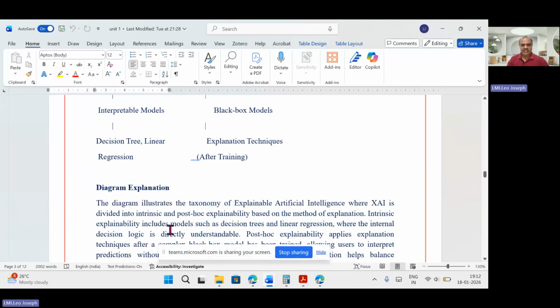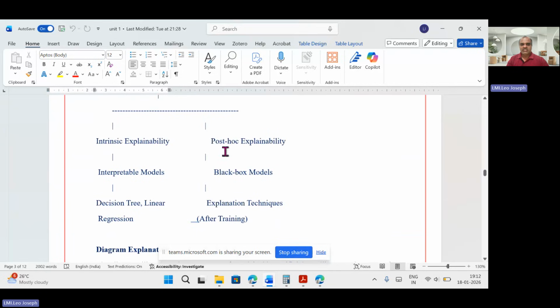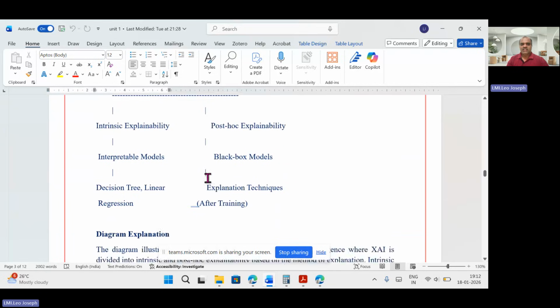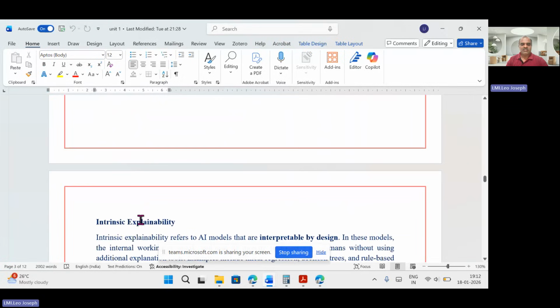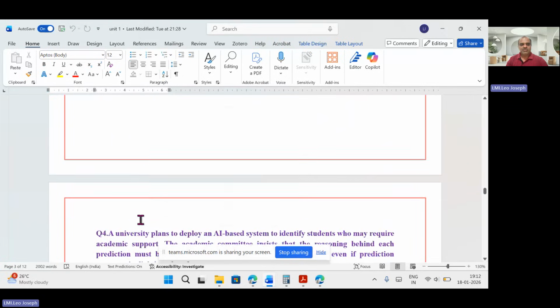Here is a tree diagram. You can see intrinsic, post hoc, interpretable models. These are black box models. The explanation technique is after training. These are decision tree, linear regression, anything you can use for this. Okay. So like this, these are the key terms while studying this.